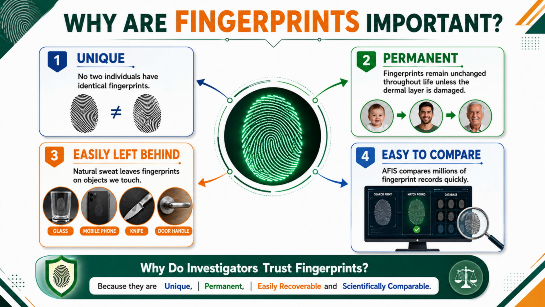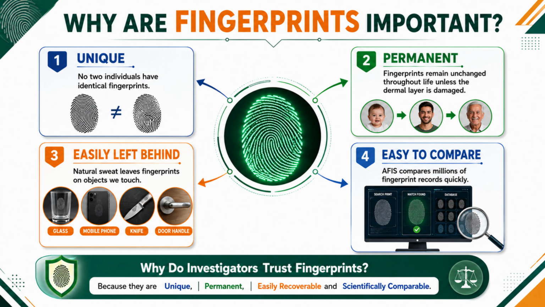Fingerprints are permanent. Once they develop before birth, they remain unchanged throughout life unless the deeper layer of the skin is permanently damaged. Fingerprints are easy to leave behind. Every time we touch a surface, we may unknowingly leave fingerprints. Criminals often forget this fact. They may hide weapons, destroy documents, or remove CCTV recordings, but a single unnoticed fingerprint can reveal their identity.